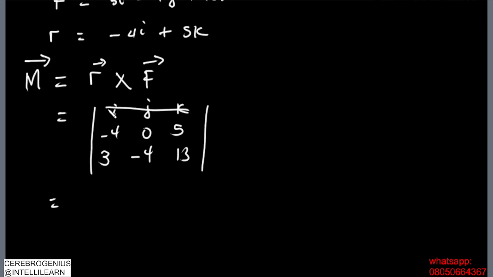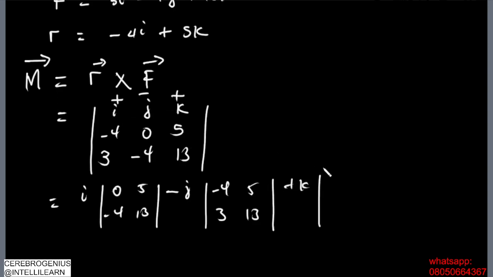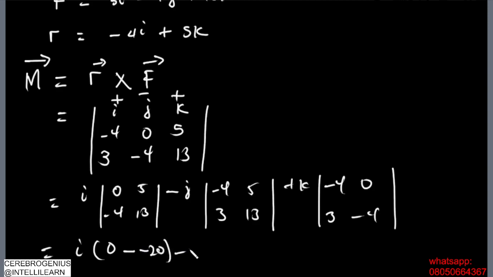So to do these determinants, I will cancel the row, cancel the column. The first element is i. Then cancel the row, cancel the column, and left with this. So I'm going to have 0, minus 4, 5, 13, minus j, because this is plus minus plus. So I say minus j, cancel the row, cancel the column, and left with minus 4, 3, 5, 13, then plus k. So cancel this row, cancel this column. I'm left with minus 4, 0, 3, minus 4. So this is going to be i multiply this, that's 0, minus multiply this, that's minus 20. Then minus j, multiply this, 4 times 13, 40 plus 12 is 52, minus 52, minus 15, then plus k. Multiply this, you have 16, minus multiply this, you have 0.